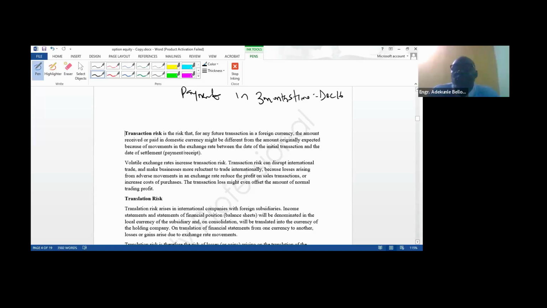Number two, translation risk or translation exposure. Translation risk arises in international companies or multinational companies with foreign subsidiaries. Translation risk, also known as translation exposure, arises in multinational companies with foreign subsidiaries.